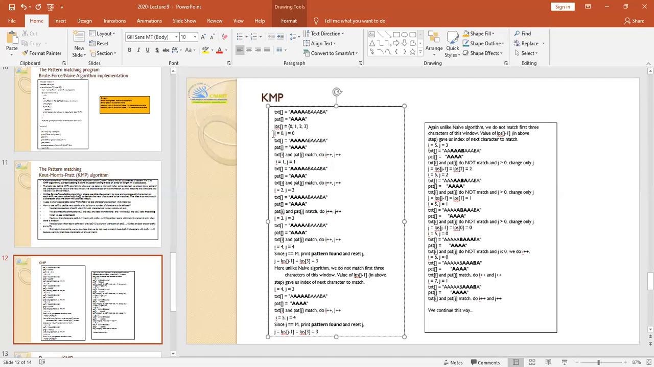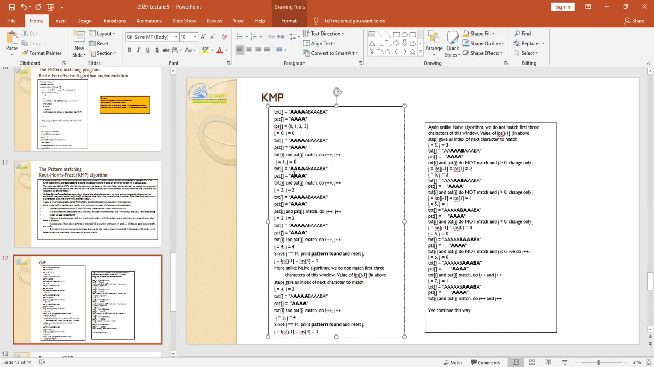Okay, so now when you go with i equal to 0 and j equal to 0, you see what happens. Take the same thing as in the previous one. The first four characters are there, and both the text and the pattern are matching. If both are matching, what will you do? You will increment i as well as j, that is i equal to 1 and j equal to 1.